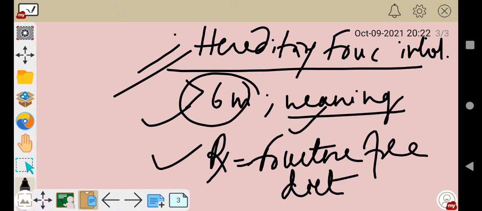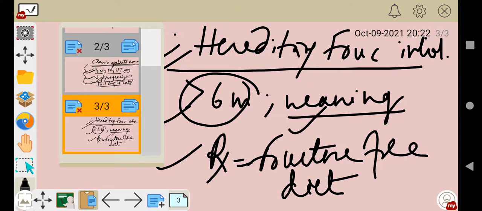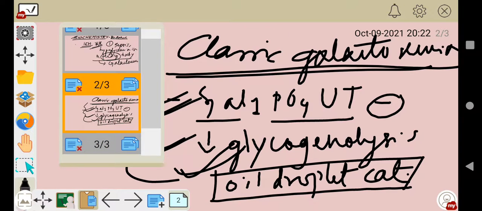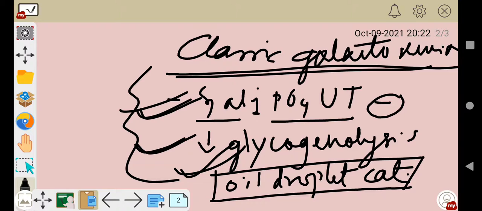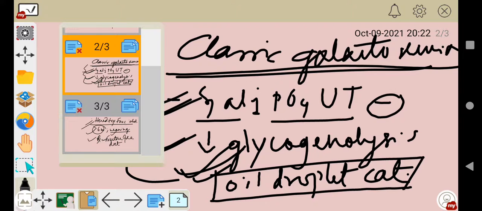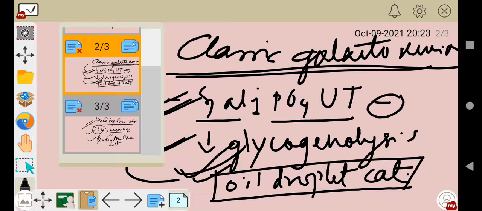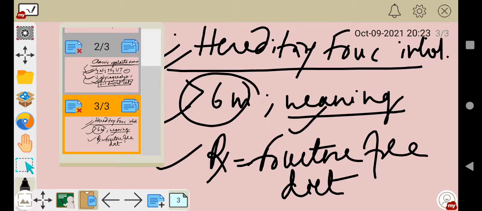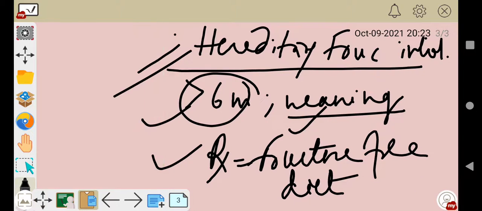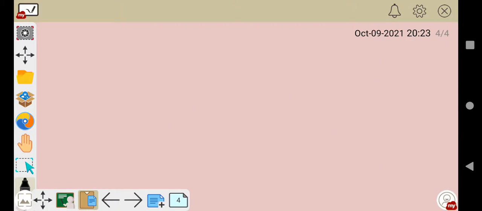So by now, what we have discussed: first, classic galactosemia, GALPUT deficiency, decreased glycogenolysis, fasting hypoglycemia, and oil droplet cataract. These are the features. And then we discussed hereditary fructose intolerance, that is more than 6 months, weaning, and fructose free diet as a treatment. Correct.